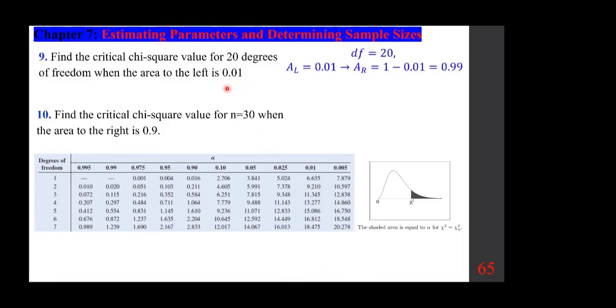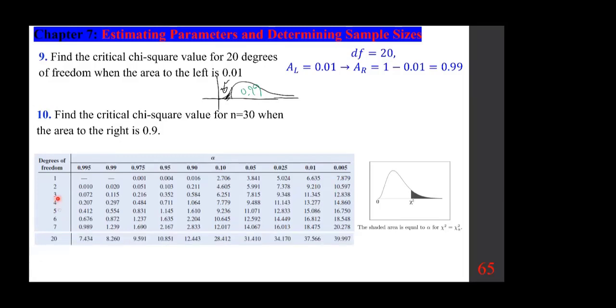So degrees of freedom is given. Area to the left is given. We have to calculate the area to the right. We can draw it as follows. This is the given area. Therefore, we calculate the area to the right to be 1 minus that.